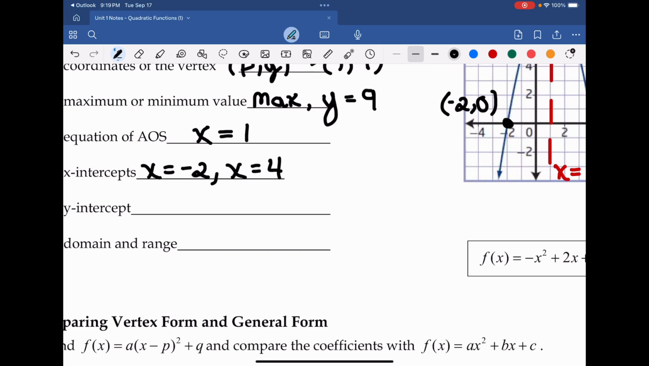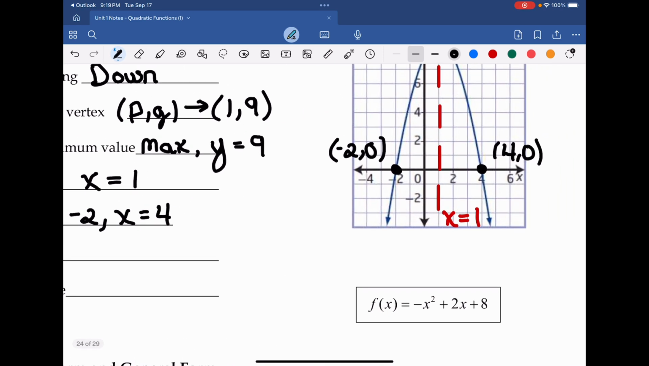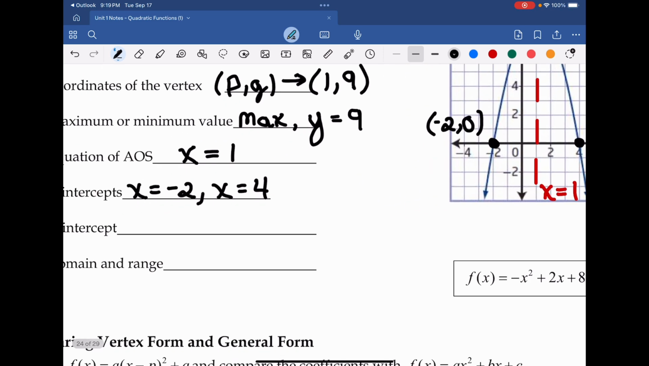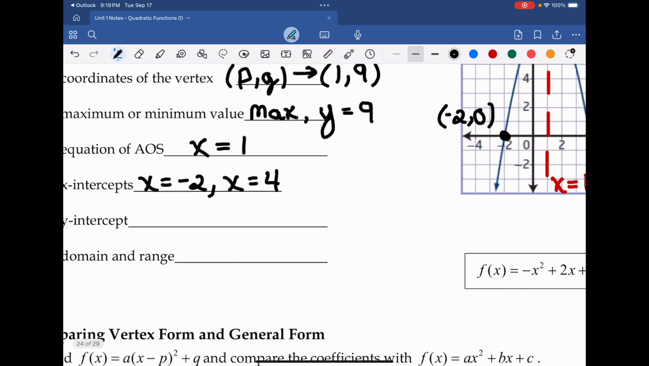And we could write them as coordinates if we wanted to. That's another popular way, or in fact, almost somewhat the more correct way to write these. But if you write them on the graph like this, and then x equals negative 2 and x equals 4 over here, that's okay.